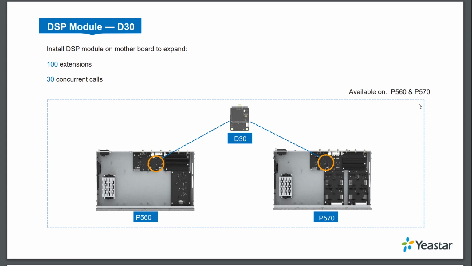Okay, now let's keep going. Here's an example of the way we use the D30 module, just like I mentioned. Every single unit of the D30 module supports 100 extensions and 30 concurrent calls additionally. You will basically need to fix the D30 module on your P560 and your P570 to expand the capacity.